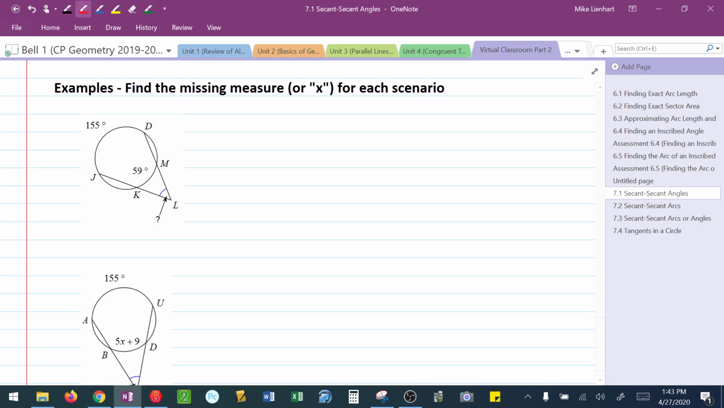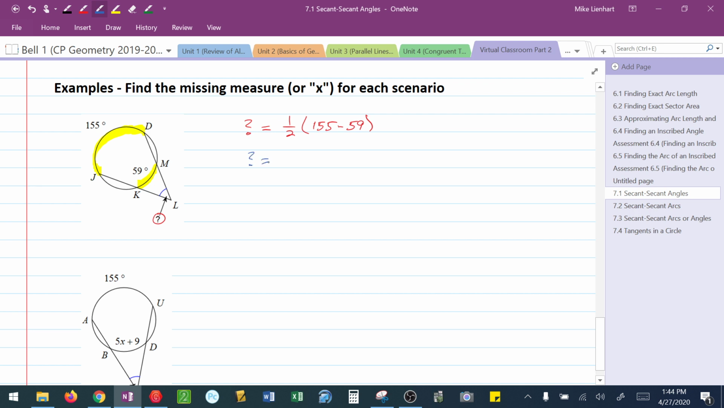So let's take a look here. In this first one, notice that angle is our question mark. I know that the angle is equal to half of arc minus arc. Well, let's see. There's one arc. There's the other arc. I have to subtract them, and I know that I want to take 155 minus 59. Why? Because if I subtracted 59 minus 155, I get a negative number. I can't have a negative angle. So in this problem, we're good to go.